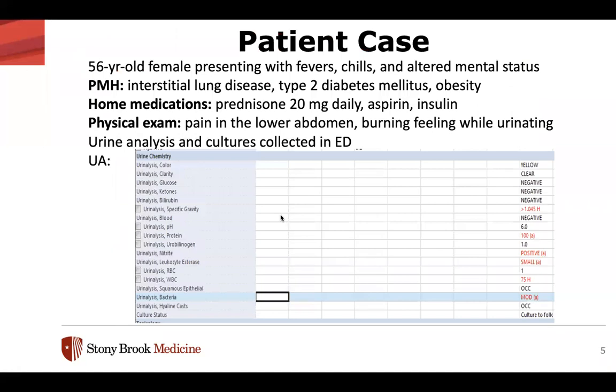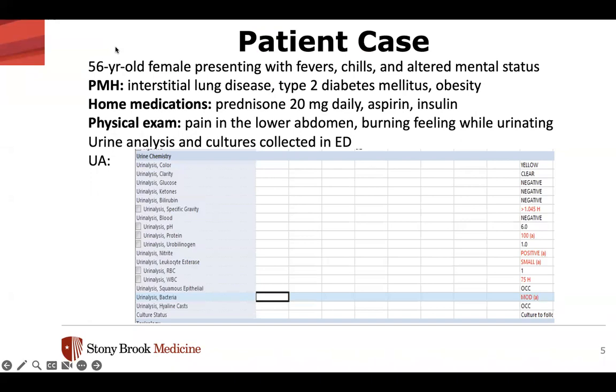We have a 56-year-old female presenting with fevers, chills, and altered mental status. Her past medical history includes interstitial lung disease and type 2 diabetes, and her home medications include prednisone, aspirin, and insulin. On physical exam, she's complaining of pain in the lower abdomen and a burning feeling while urinating, and a urinalysis and cultures are collected in the ED.